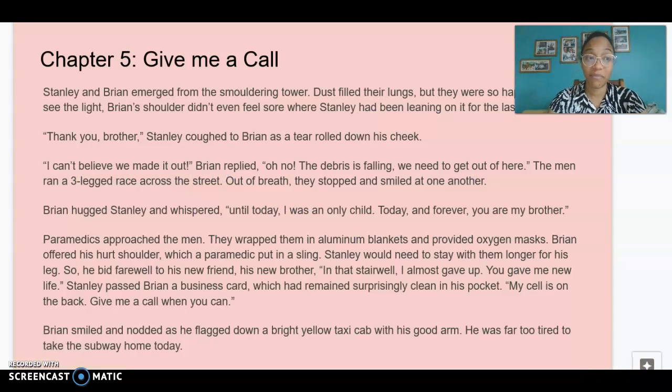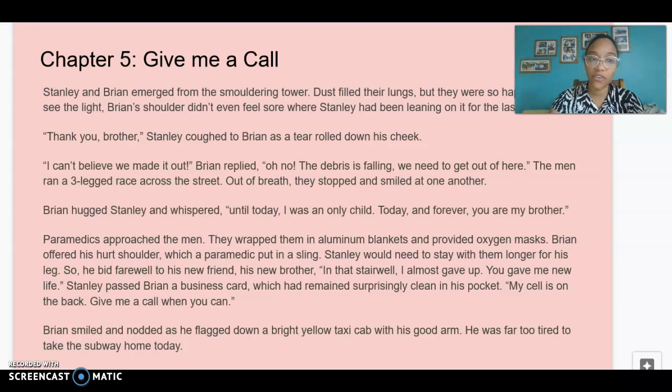Chapter 5, Give Me a Call. Stanley and Brian emerged from the smoldering tower. Dust filled their lungs, but they were so happy to finally see the light. Brian's shoulder didn't even feel sore where Stanley had been leaning on it for the last 58 floors. "Thank you, brother," Stanley coughed to Brian as a tear rolled down his cheek. "I can't believe we made it out," Brian replied.